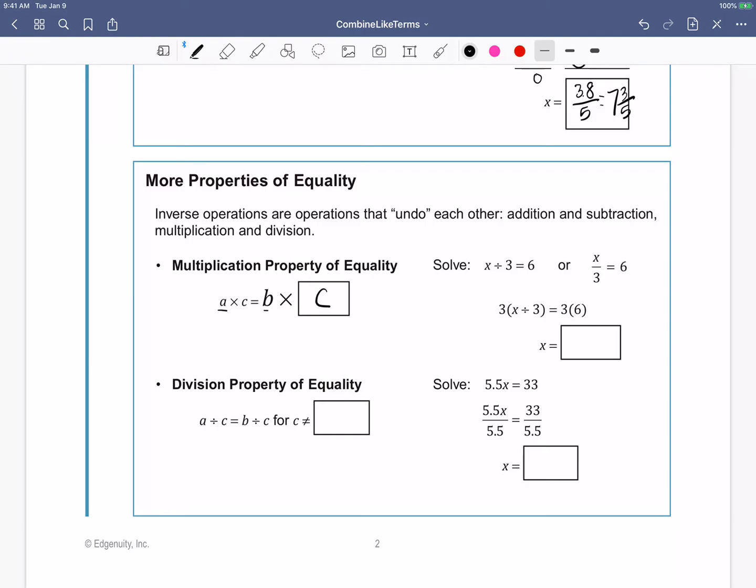And we're going to see right now, solve x divided by 3 equals 6, or x over 3. Remember, I told you that the fraction is just the division, right? And actually, you can see here, let me use a different color, right? Here's my division sign. And we can see how this kind of looks like our division sign, right? It's a fraction.